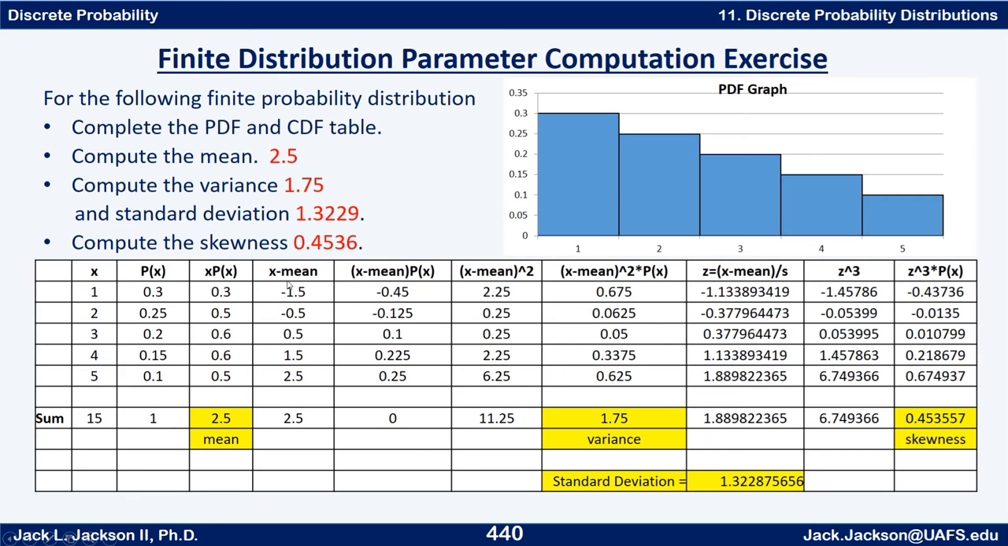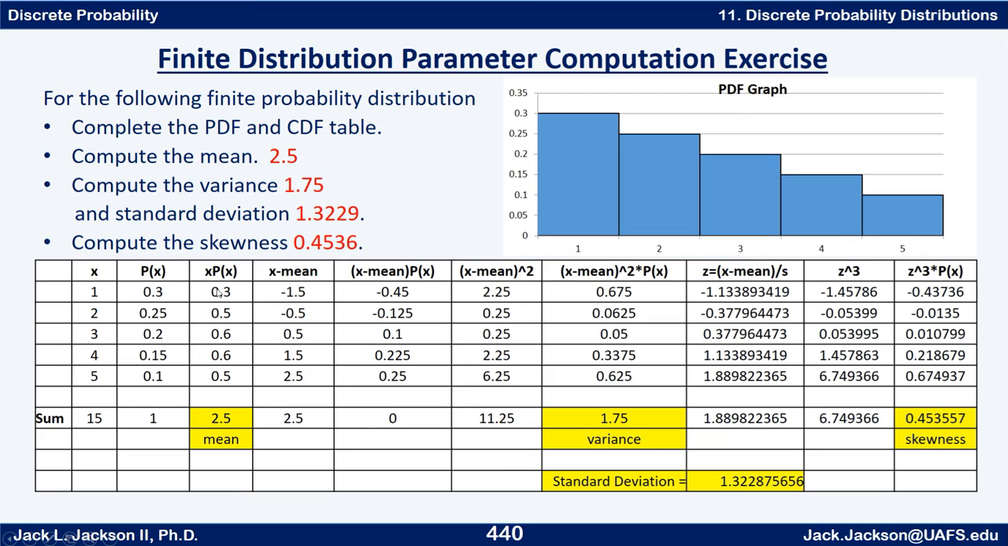Find z-scores, we take the x minus the mean, which is this column right here. Divide by the standard deviation, which we just figured out, so dividing by 1.3287, etc. every time. And we get these values here. Cube them, that's cube of z values. Multiply those by the probabilities, we get this last one, and add those up, that's the skewness.